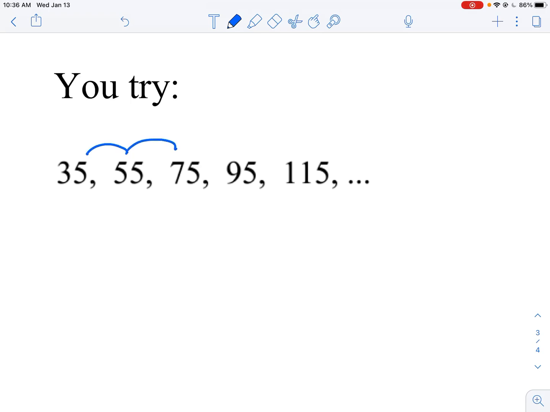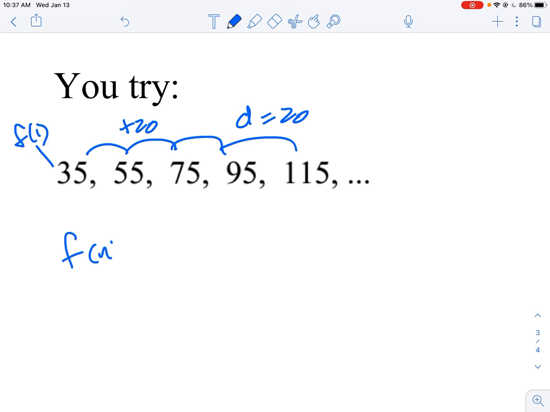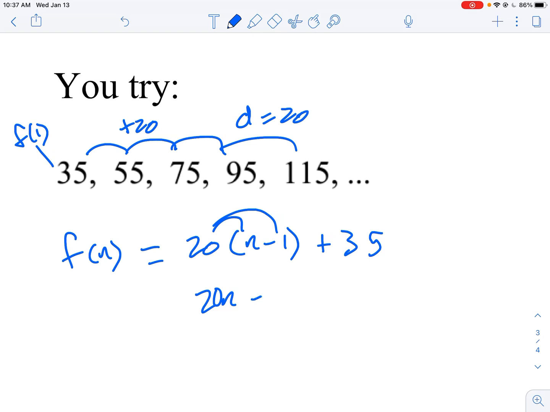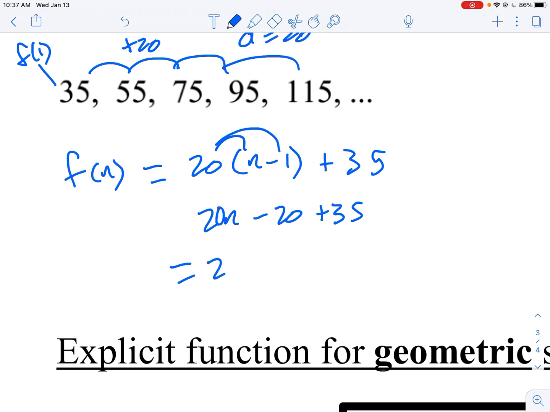Alright, hopefully you're able to catch on that this is adding 20 every time, which means our common difference is 20. And right here is our first term of our sequence. And so I can write this out. F of n equals 20 times n minus 1 plus 35. I'm just using the formula and putting in the numbers where they belong. This is not simplified, so I'm going to do some distribution here to get 20n minus 20 plus 35. And that's going to simplify a little bit. We got 20n, I keep writing 2n, plus 15.